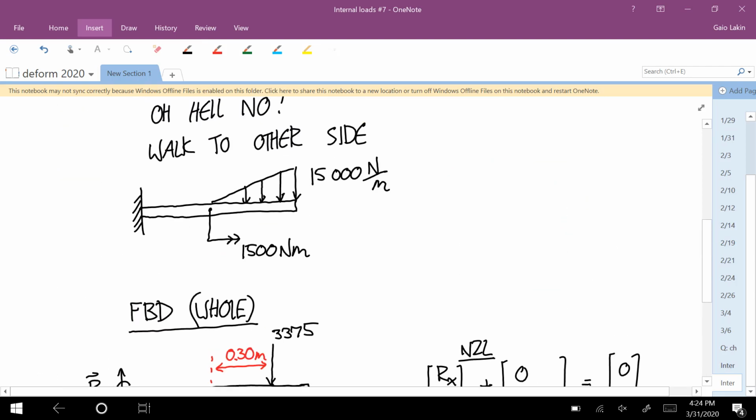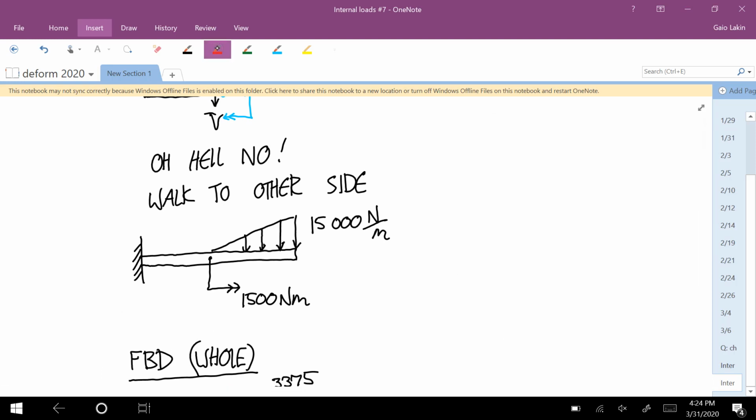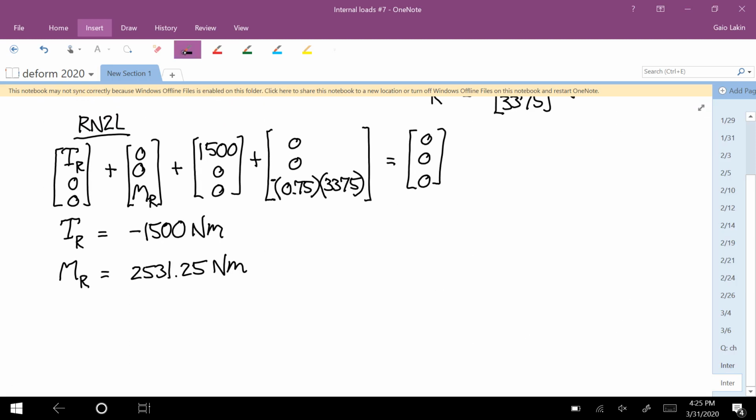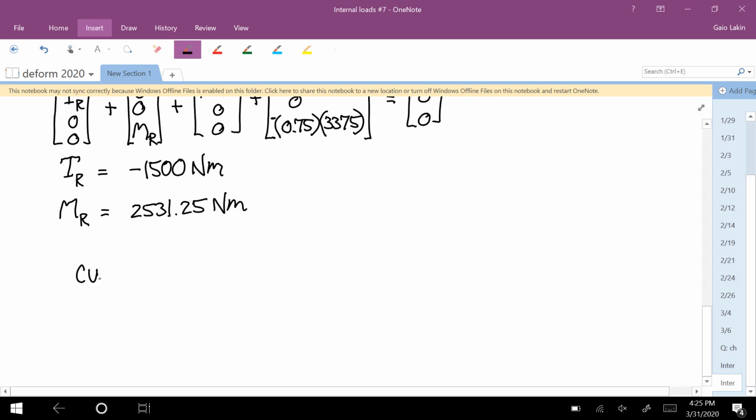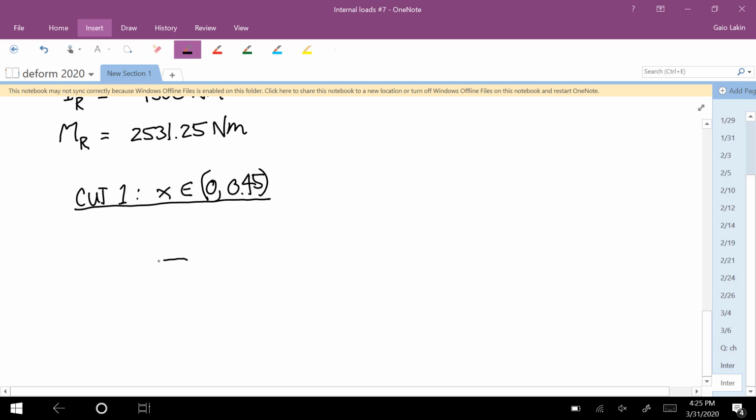And we already figured out that we're going to have 2 cuts because we have 1 cut that represents all the x values on that first half and 1 cut that represents all the x values on the second half. Okay, so the first cut is for x values between 0 and 0.45. So at the right end of this cut, we haven't gotten to that torque of 1500 yet.